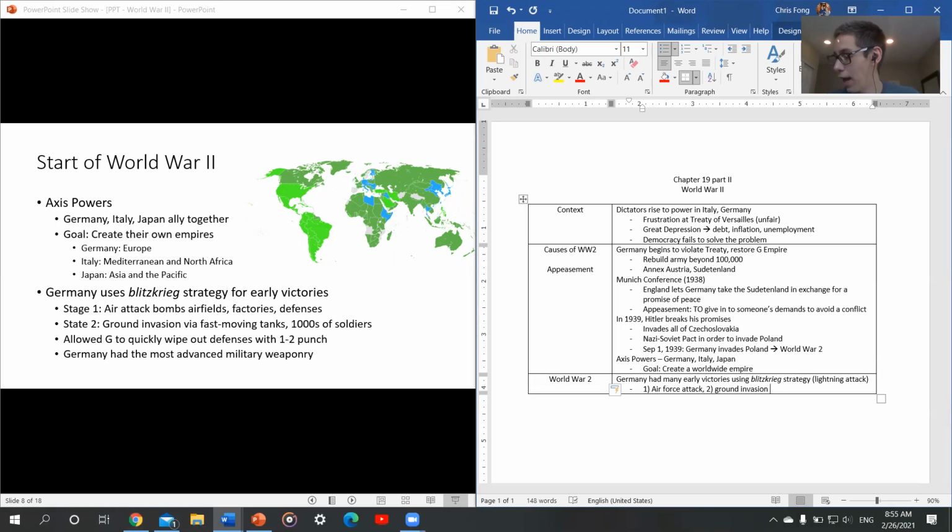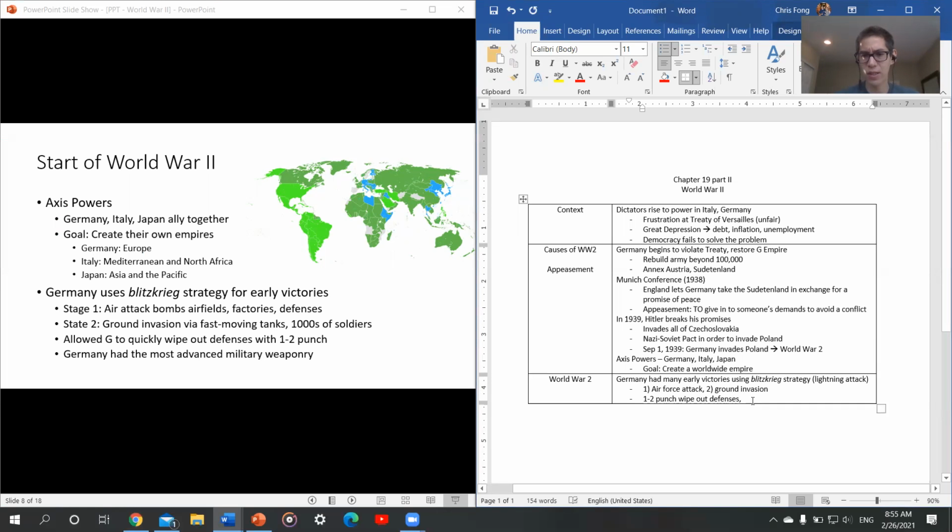Thousands, if not tens of thousands of troops in tanks and in incredibly fast troop transports to pour across. This 1-2 punch, this kind of back-to-back attack would wipe out the defenses and allow Germany to, within just days, invade Poland and conquer Poland, I'm sorry. Within months, conquer nearly all of Western Europe. Within weeks, conquer France.